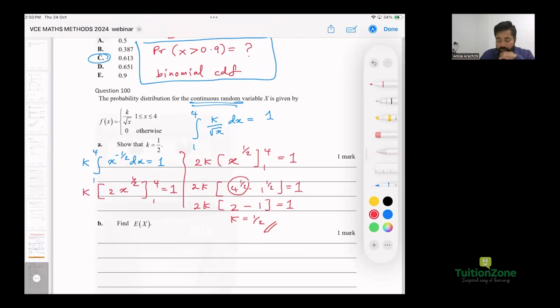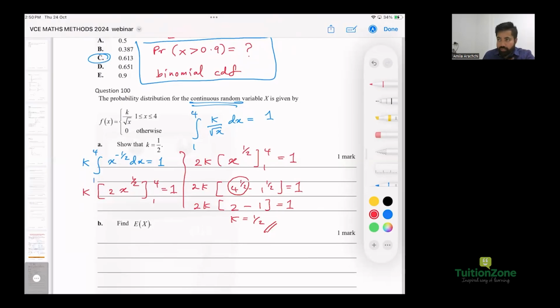Slightly confused, right? How did k become 2k again? I just moved the half in, so it becomes 2. You can skip those steps in the exam. That's no issue. Cool.